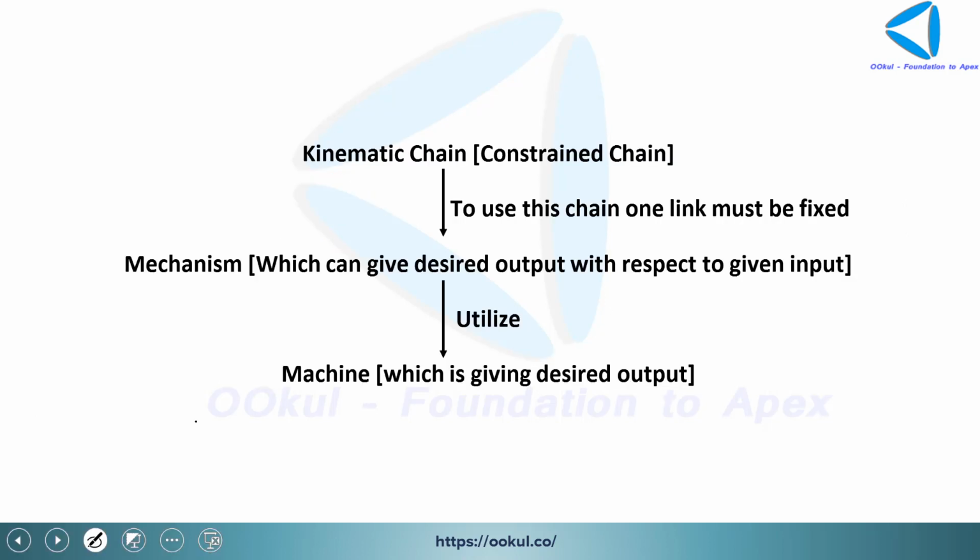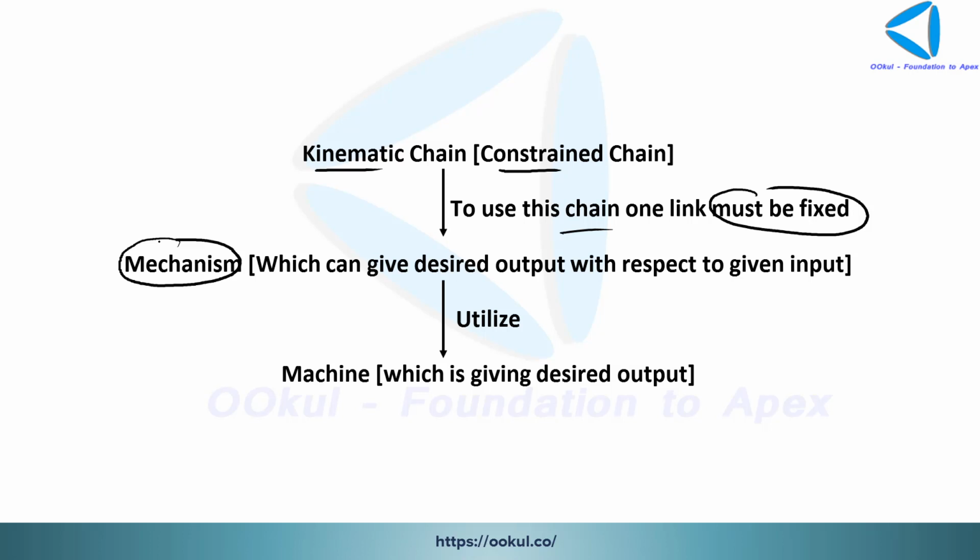Clear? Now, first of all, we have a kinematic chain, that is a constrained chain. Now to use this chain, one link must be fixed. This is a very important condition. And when from the kinematic chain one link is fixed, then it becomes a mechanism. So for any kinematic chain to become a mechanism, the most important condition is that one link must be fixed.